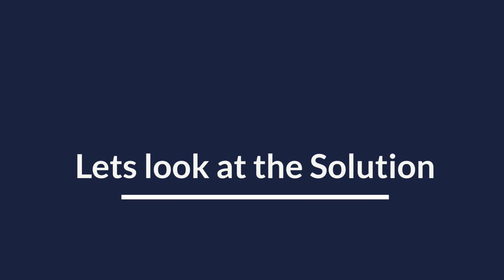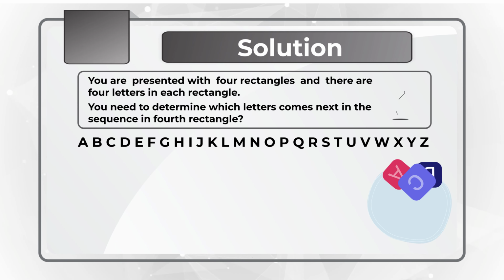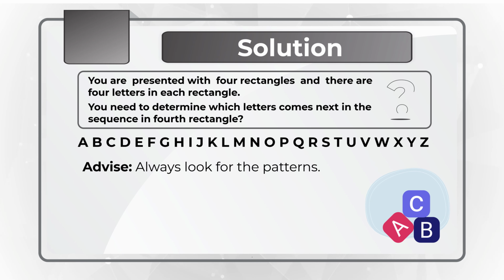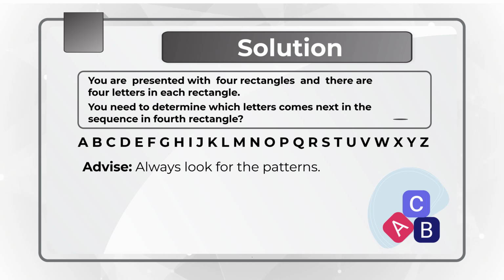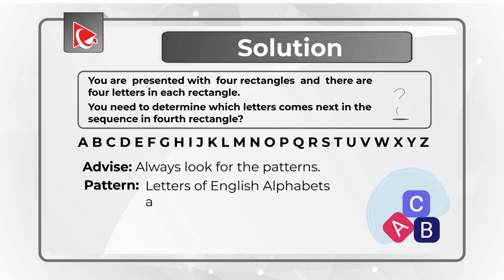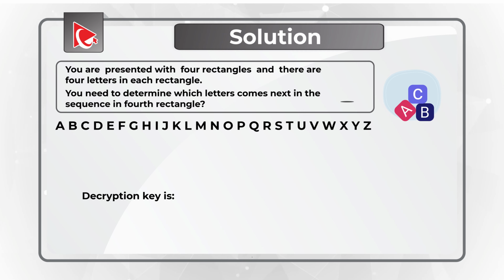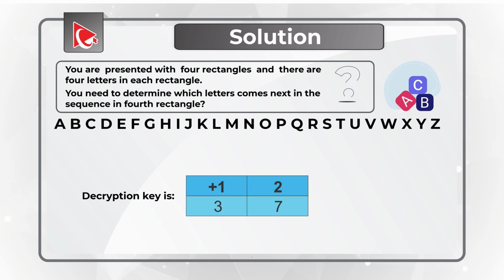To answer this question correctly, you need to know the letters of the English alphabet, as well as a little bit of math. And my advice to you, always look for patterns, because you need the pattern to solve this question. So let's first look at the pattern. As you might have guessed, letters of the English alphabet are incremented here by a certain number. The increment number is different for each section of the rectangle. And the decryption key, if you're familiar with encryption and decryption, is 1, 2, 3, and 7.